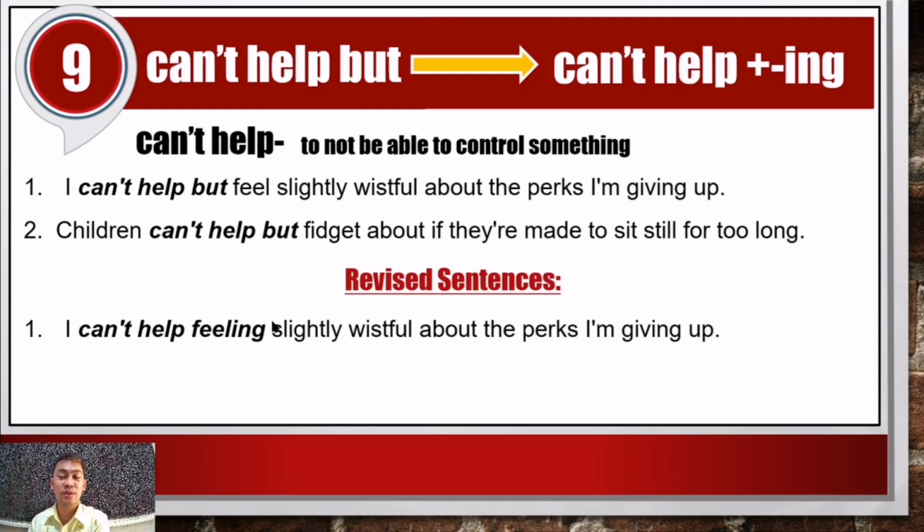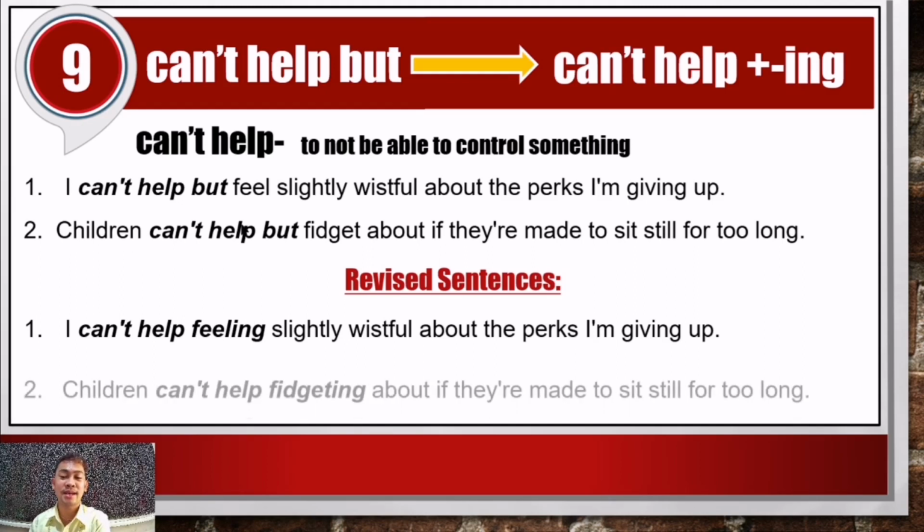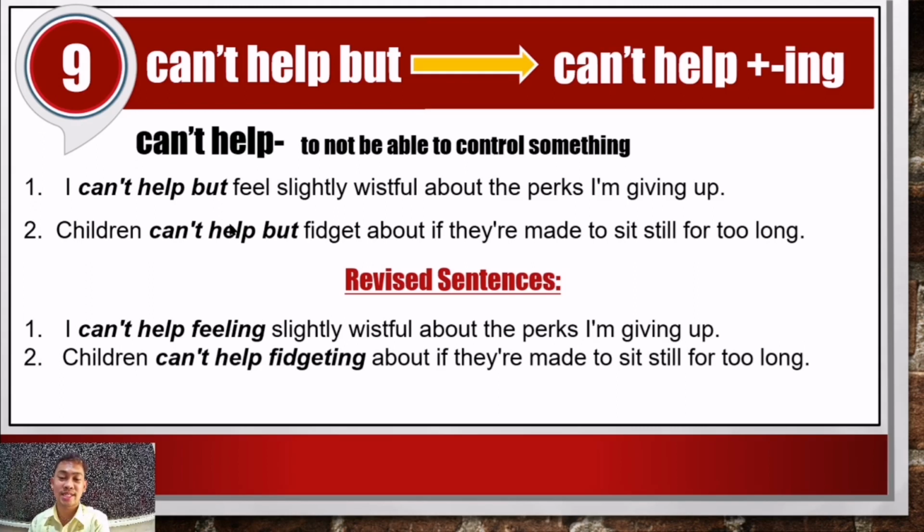Just like what I told you earlier, you have to make sure that the word that comes after the verb can't help should be in the gerund form. So therefore, you have to make the base form of the verb into its ing form. So that becomes can't help fidgeting. Children can't help fidgeting about if they're made to sit still for too long. You have to always remember, class, that if the verb is a transitive verb, it should be followed by its direct object.